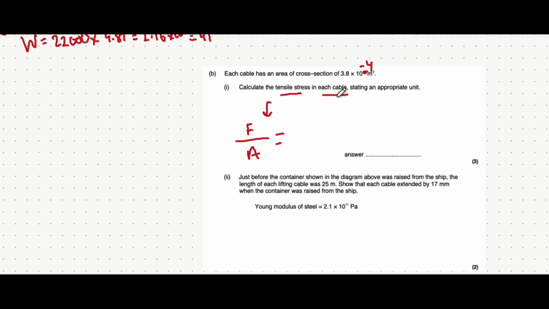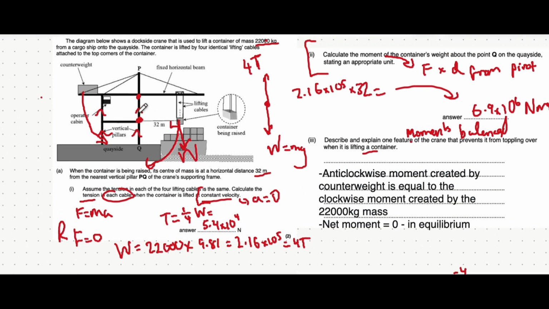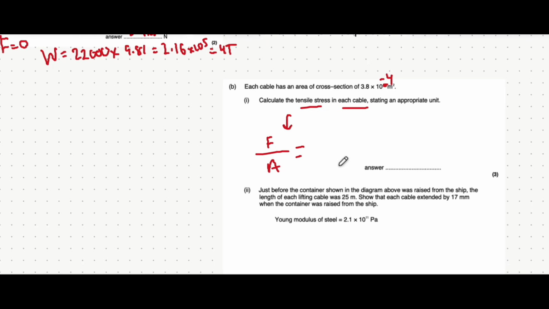So what is the force experienced by each cable? Well, it's actually the tension in the cable, which we've previously calculated, 5.4 times 10 to the power of 4. So we take that force and then we divide it all by the cross-sectional area, which is 3.8 multiplied by 10 to the power of minus 4. Let's do that on the calculator. Oh, wait, I've already done it. And it's 1.42 times 10 to the power of 8.